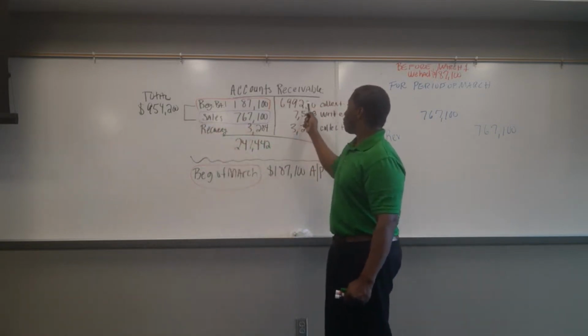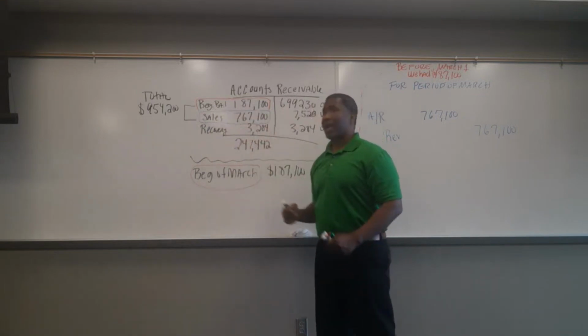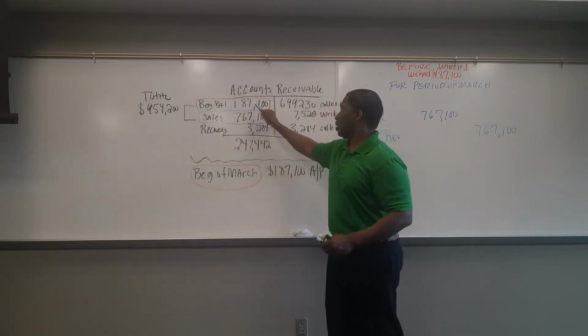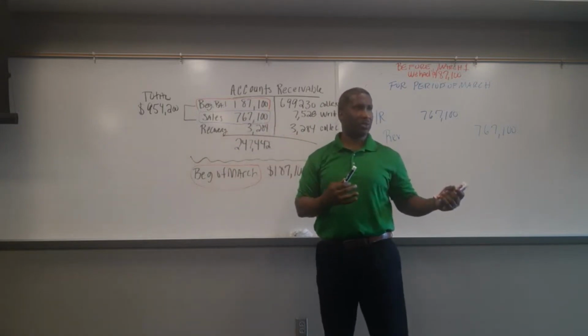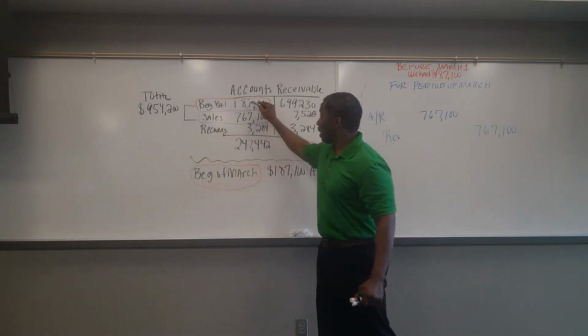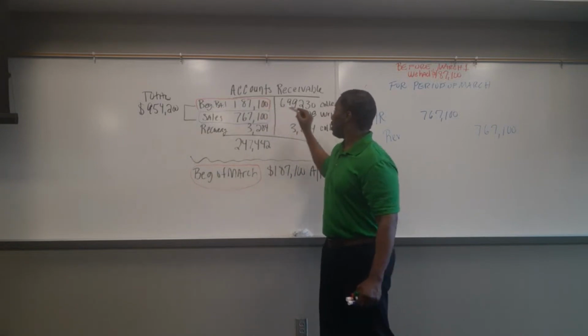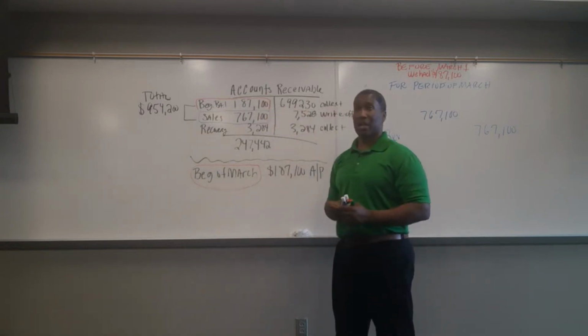Also, during the month, we're going to collect a whole lot of that. Now, I can't tell you if they collected all of this or part of that. That's what we talk about with the aging accounts receivable. But what we do know is that out of all of this right here, they collected $699,000.